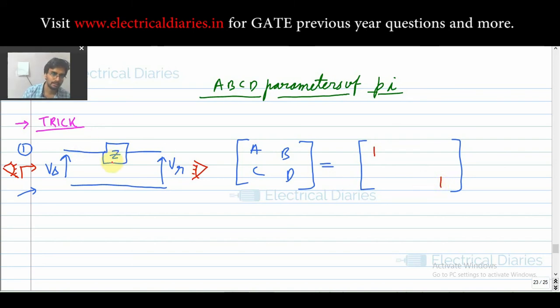Now see, here there is an impedance. So you put the impedance in place of B and your C will be 0. Okay, now this is one thing. You remember this thing.